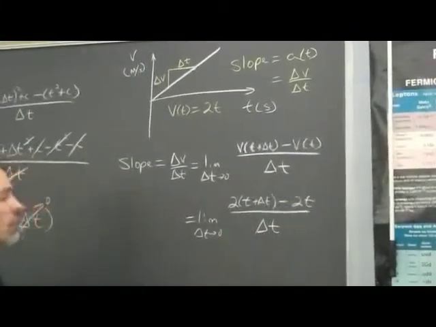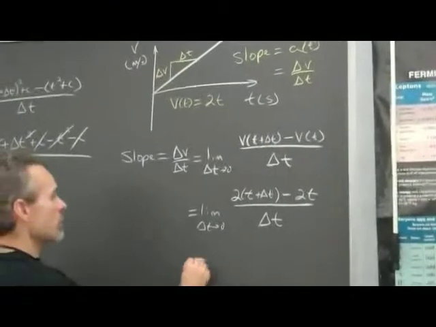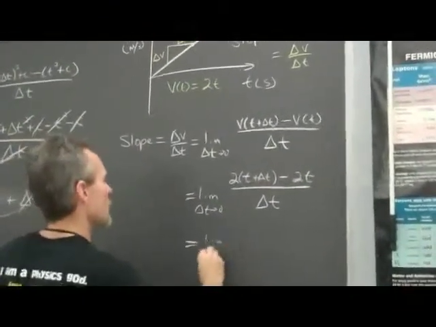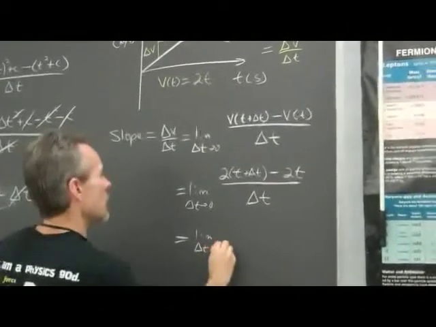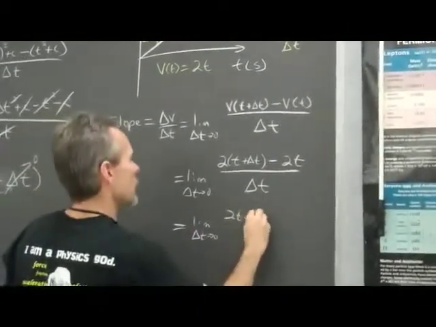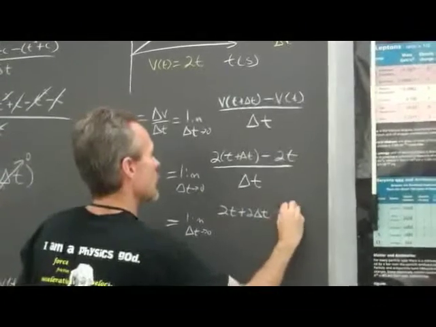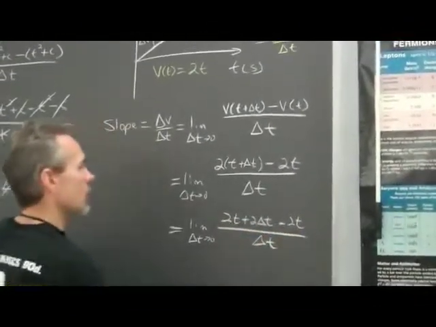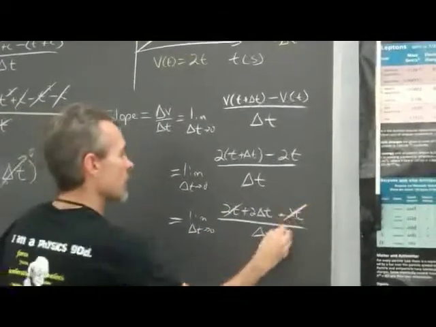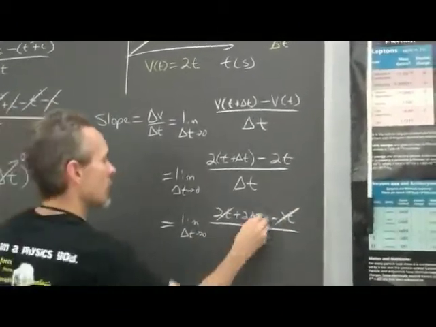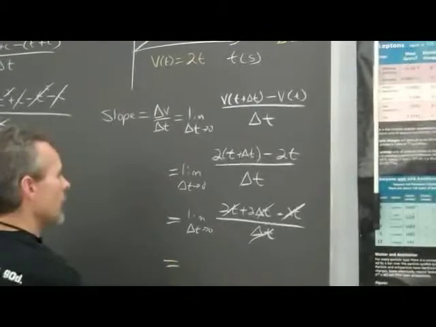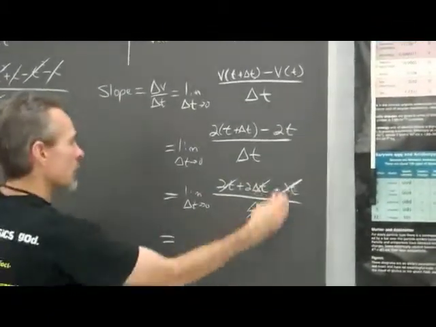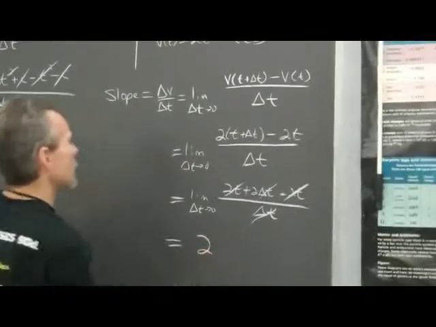Again, I have the problem I can't divide by 0, I get undefined, but maybe by multiplying this out, it'll simplify. So the limit as delta t goes to 0 of 2t plus 2 delta t minus 2t, over delta t. The 2t and the minus 2t cancel. The delta t cancels with the delta t. So there is no delta t to worry about going to 0. I just get this to be equal to 2.